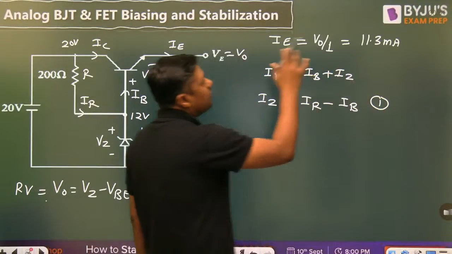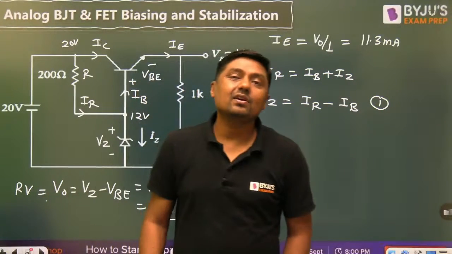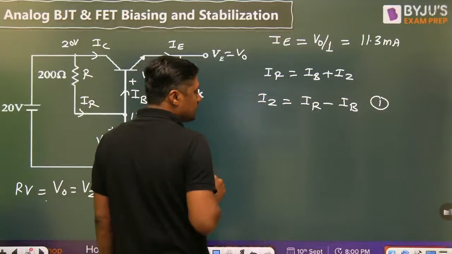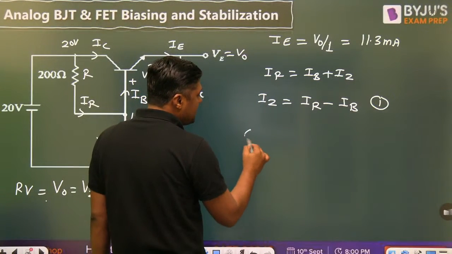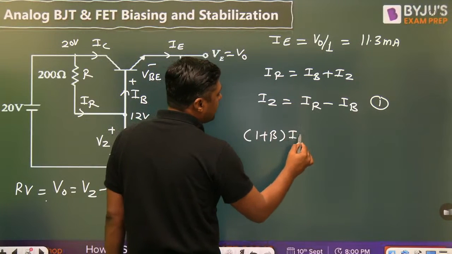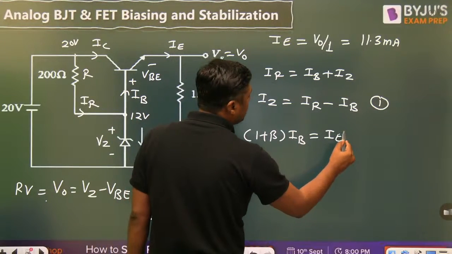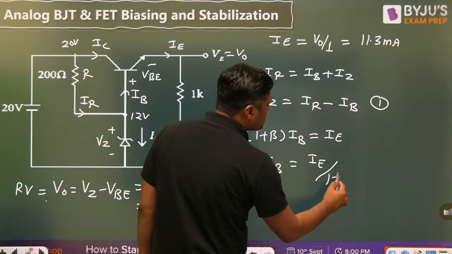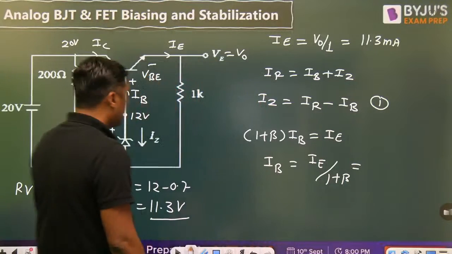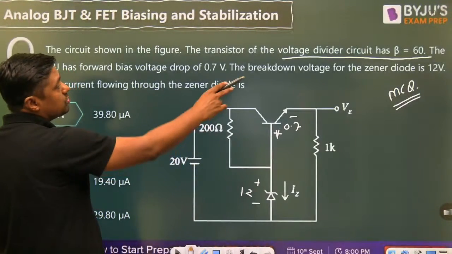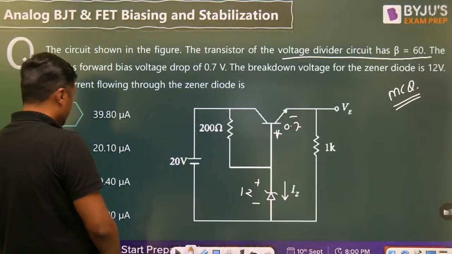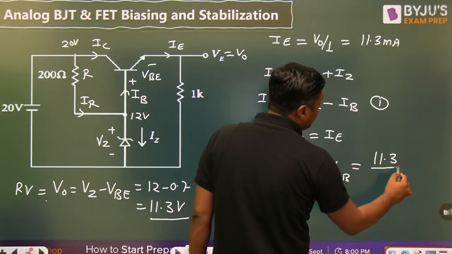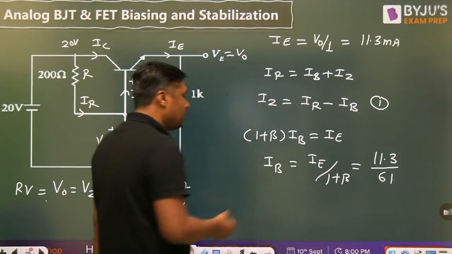That's why we are solving first of all IE, and then we are going to find IB. IE is equal to 1 plus beta times IB. So what is the IB equal to? IE upon 1 plus beta. Beta is given in the question, 60. When it is 60, it will become 11.3 divided by 61. This is the value of the IB in milliampere.